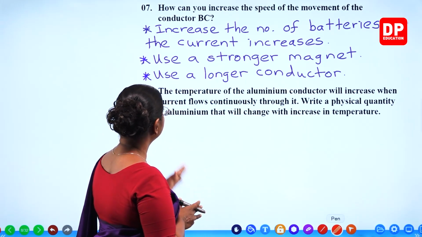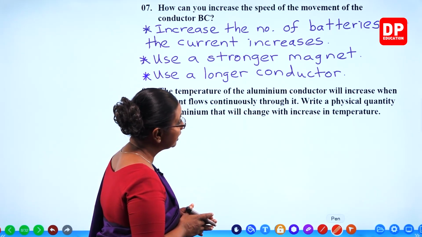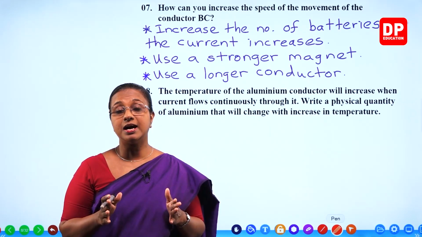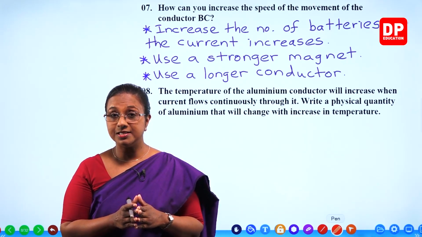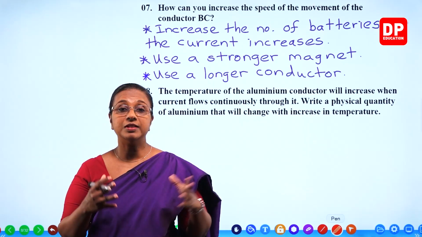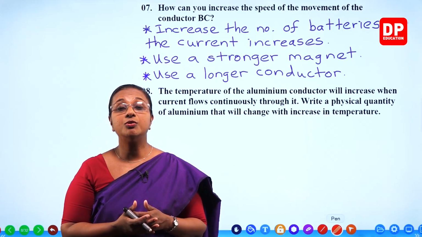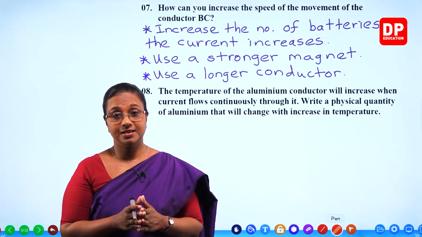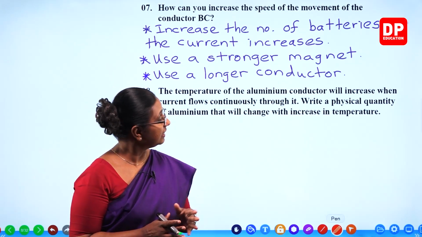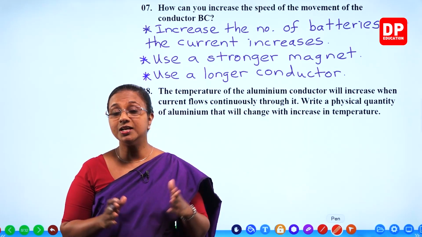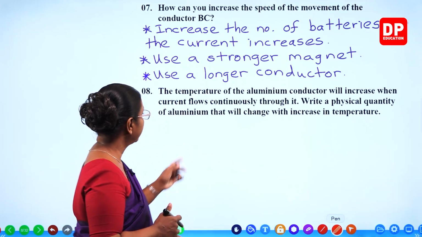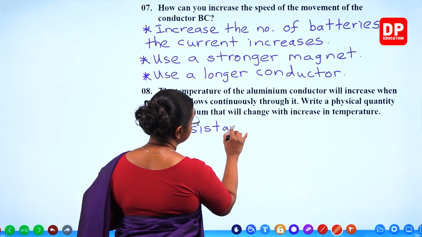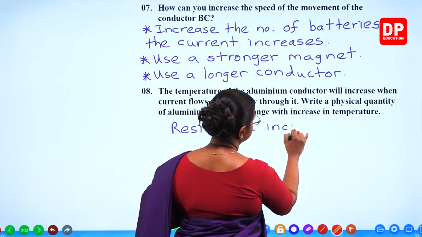Write a physical quantity of aluminium that will change with increase in temperature. What will increase? Now you all can remember, for a conductor, when the temperature increases, the random movement of the constituent particles increases. So because of that, the resistance increases. So the physical quantity that will increase with increase in temperature is the resistance. So here, resistance increases.